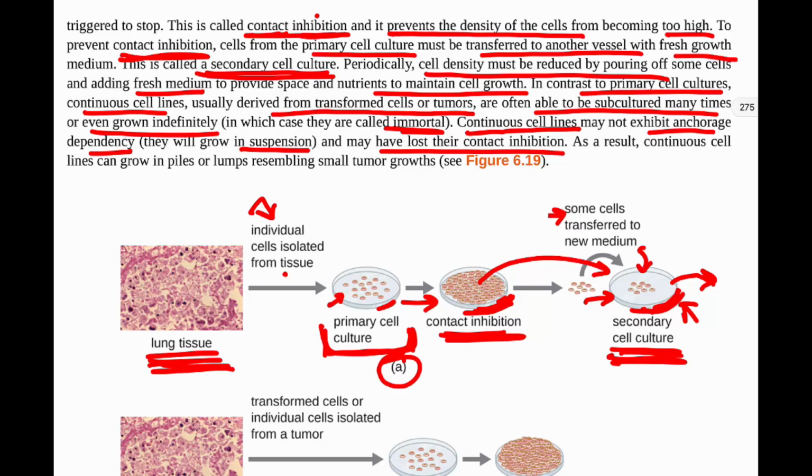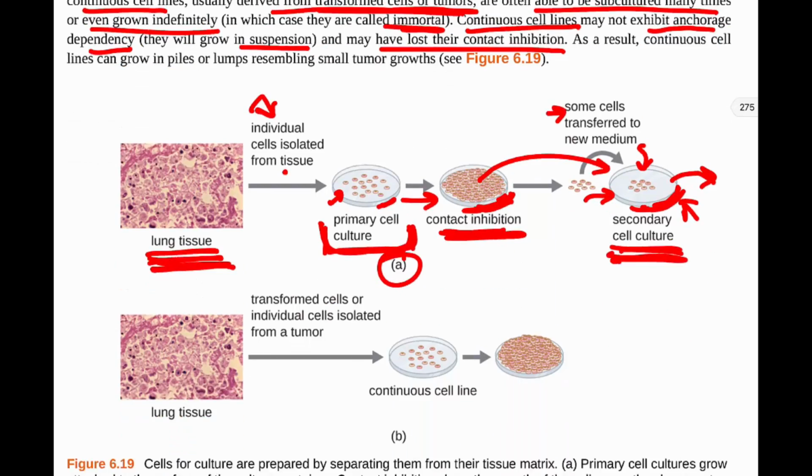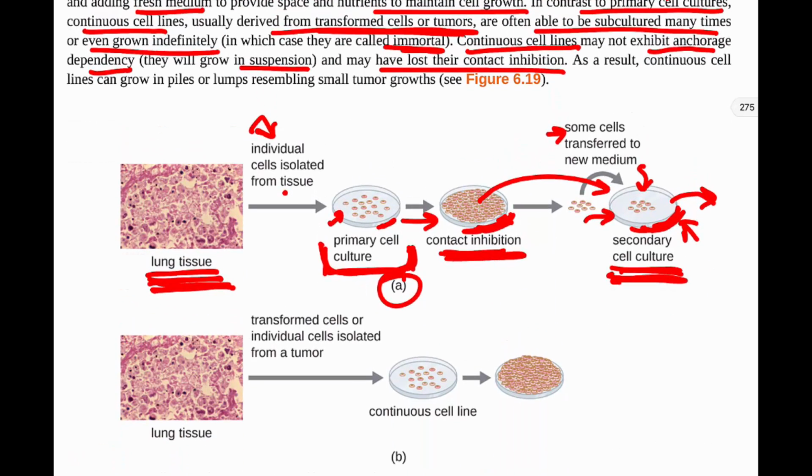Like I was saying, however, they will eventually die unless they are a continuous cell culture. A continuous cell line is usually from cells that have had some sort of change to make them continuous or make them immortal. And this is what we see down here. So let's say we have some lung tissue that has a tumor in it. This is one of these changes, this transformed cell or a tumor. And we get these cells from the tumor, and we put them in our petri dish.